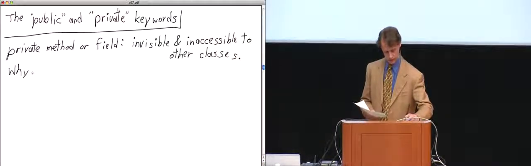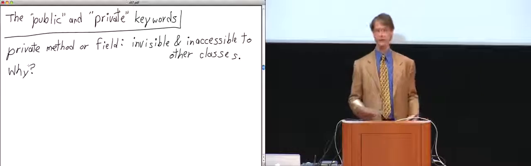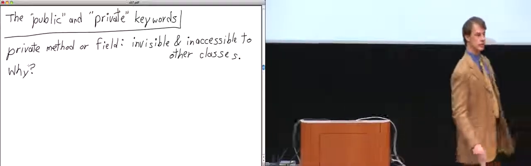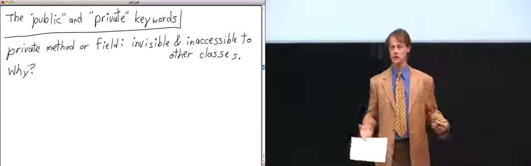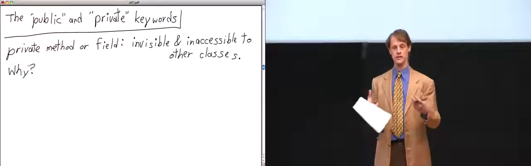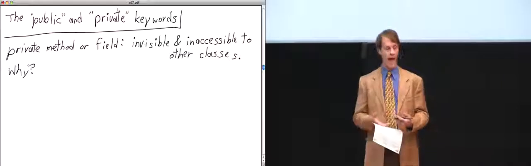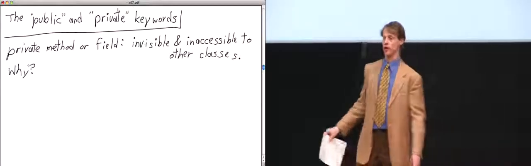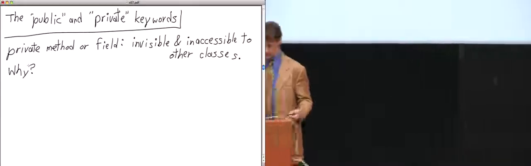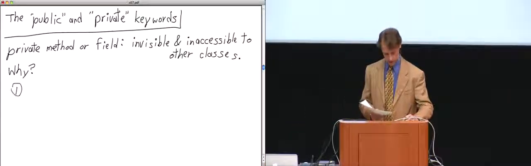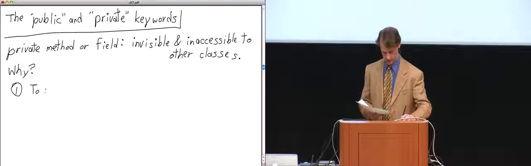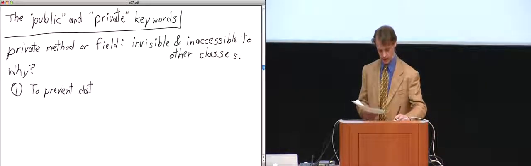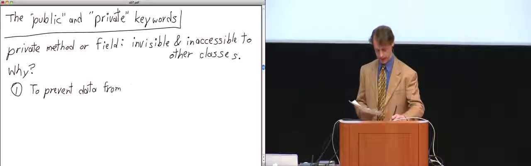But another question is, why would you want to have private fields or methods? It's all about software engineering, and in particular, it's all about how do you design different modules so that they can work together and be easy to change without destroying the functionality of your program. So, with that in mind, one reason is we want to be able to prevent data within an object from being corrupted by other classes.